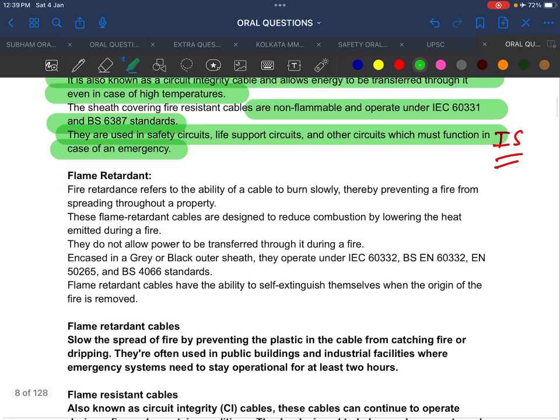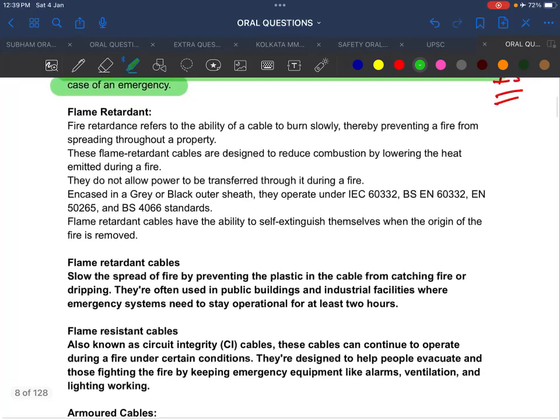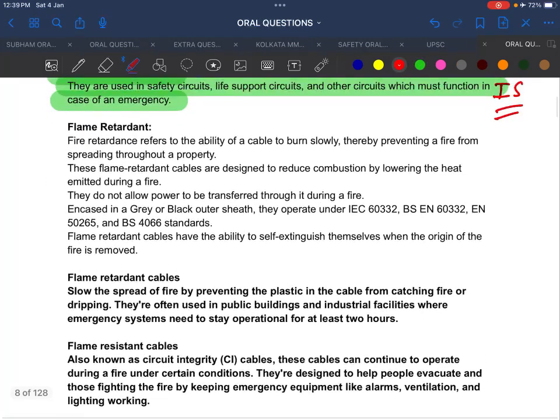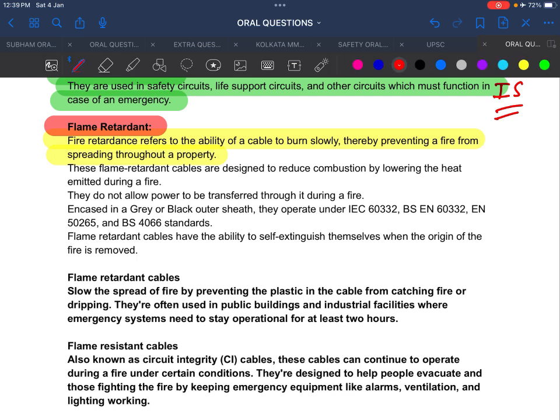so it does not support the fire, and it will continue to operate. And what is the flame retardant cable? This flame retardant cable, okay, so I will tell you. Fire retardant refers to the ability of a cable to burn slowly, thereby preventing a fire from spreading throughout the property. It has the property of burning, but it can burn slowly. It will burn, but very slowly, not quickly. It can burn slowly, and also prevent a fire from spreading out from a property.